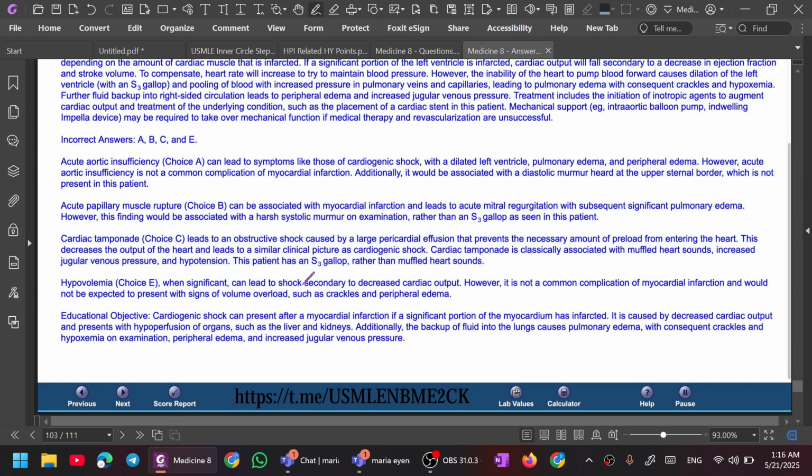Makes sense. Hypovolemia, when significant, can lead to shock secondary to decreased cardiac output. However, it's not a common complication of MI and would not be expected to present with signs of volume overload such as crackles. Okay, next.